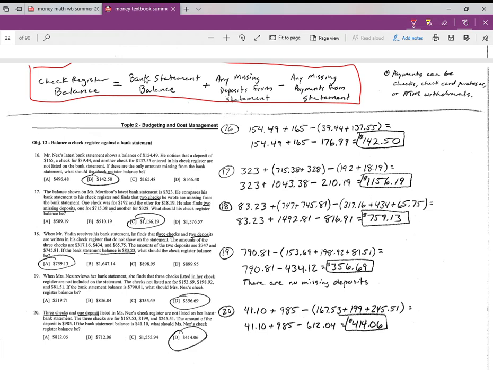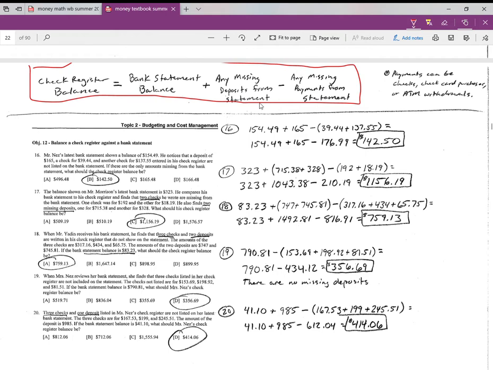And then I will subtract any missing payments from the statement, meaning if I pay my rent with a check and the landlord hasn't turned it into their bank yet, that's money that's going to be taken out of the bank once the landlord deposits that. So we have to account for that.